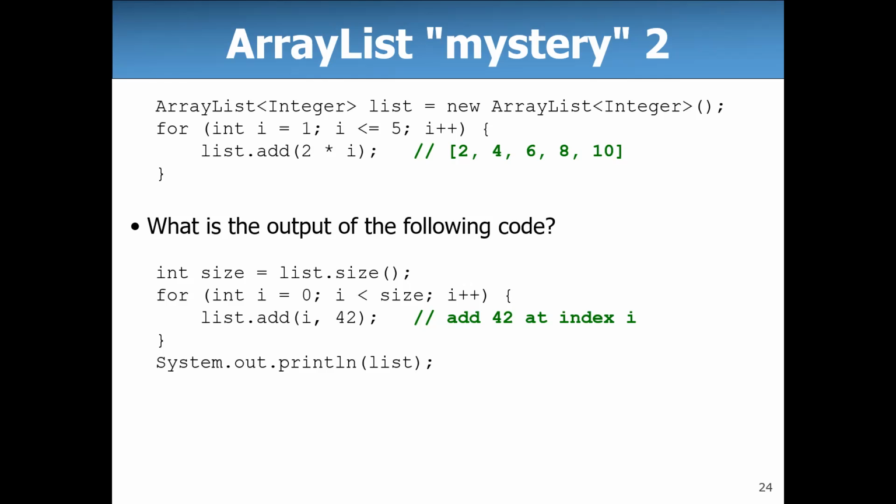Share your answers in the chat. 6, 8, 10, 1, 10. Need to keep track of the size as well, as size is shrinking or adding in both of the cases. So you need to keep track of that as well. But as you can see, this is size, list.size.